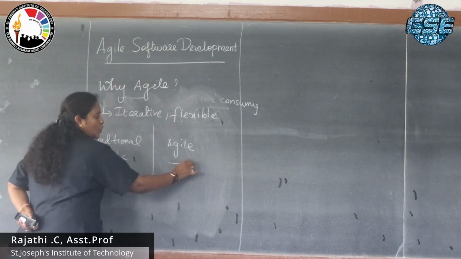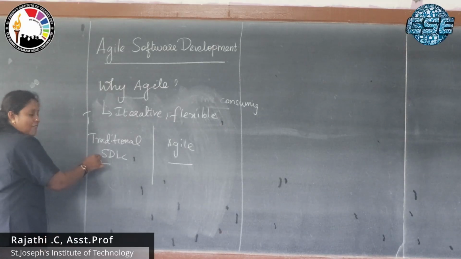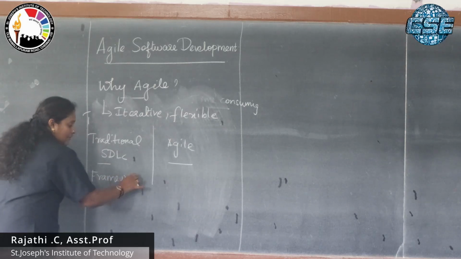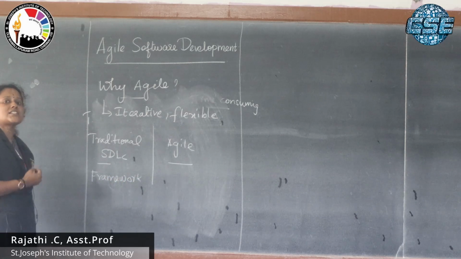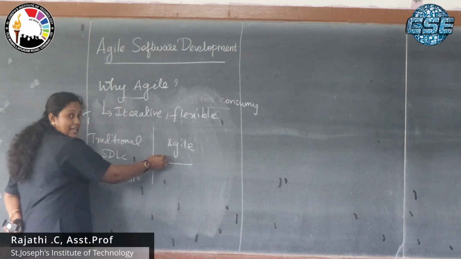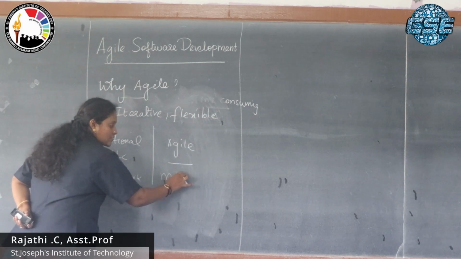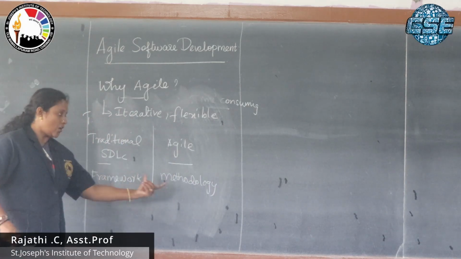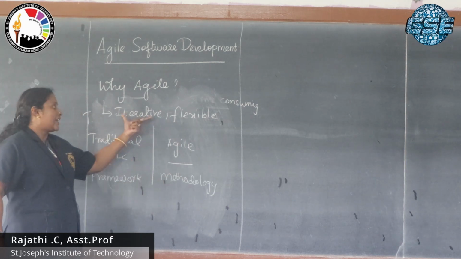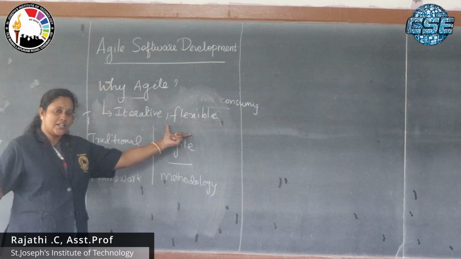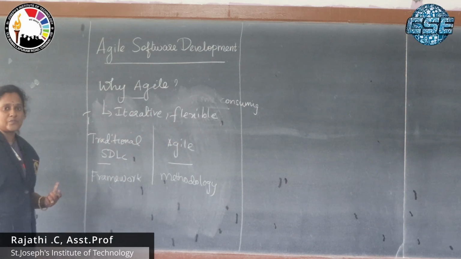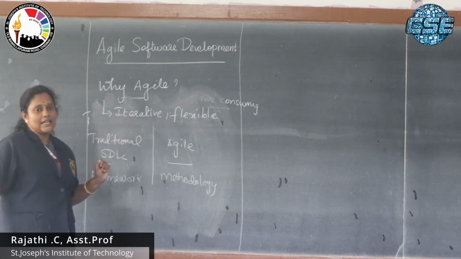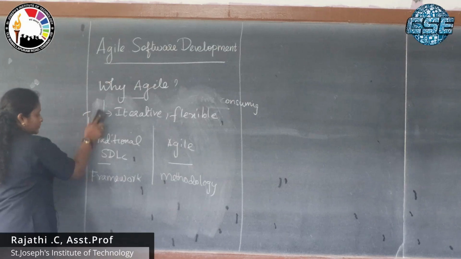One thing we have to understand is the difference between the traditional SDLC and Agile. The software development life cycle is a framework which gives us the steps involved in software creation. But Agile is a methodology, which develops software in an iterative and flexible fashion. This is the difference between the traditional software development life cycle and Agile.